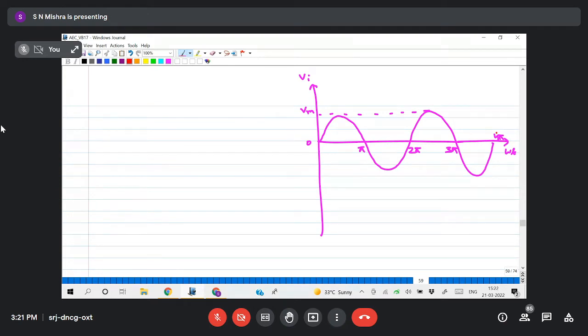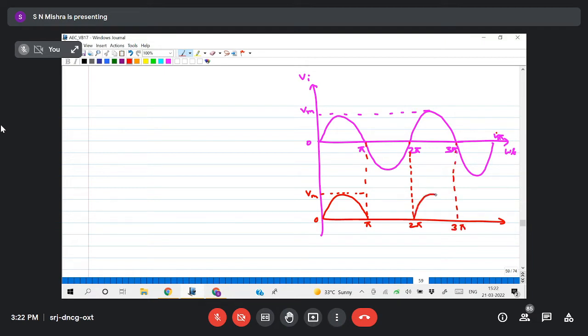Then at the output, zero, Vm, pi, then pi to 2 pi is 0, again up to 3 pi, here up to 4 pi is 0.